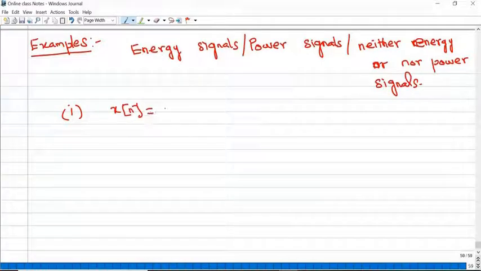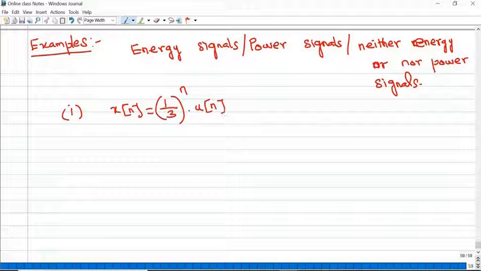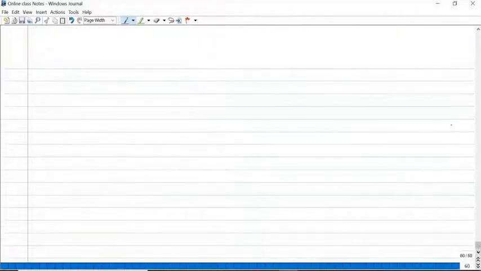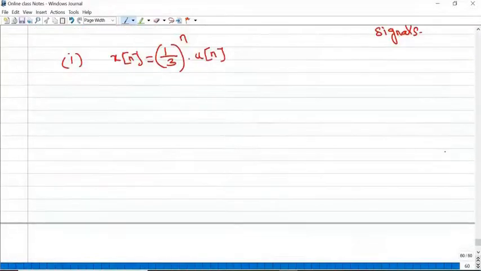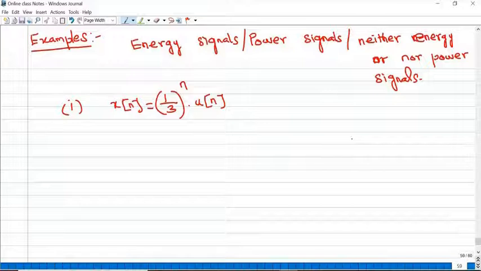x of n equal to (1/3) power n u of n. Okay. First, I will complete discrete time signal, because few problems we solved in continuous cases. So to solve the discrete time signal energy and power, we have to recall some fundamental formula in binomial series.